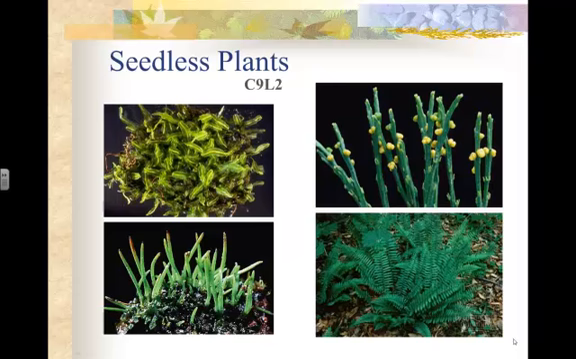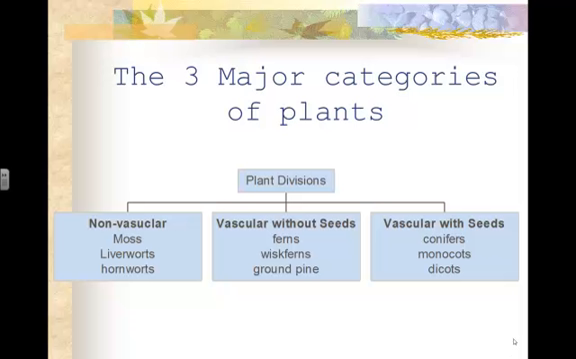In this lesson, we're going to talk about the seedless plants. And let's look again at our three major categories. And this is how all plants are divided. They are divided not into phyla, although some books will still call them phyla, and many books will call them divisions. And there's non-vascular plants, vascular that has seeds, and vascular that does not have seeds.